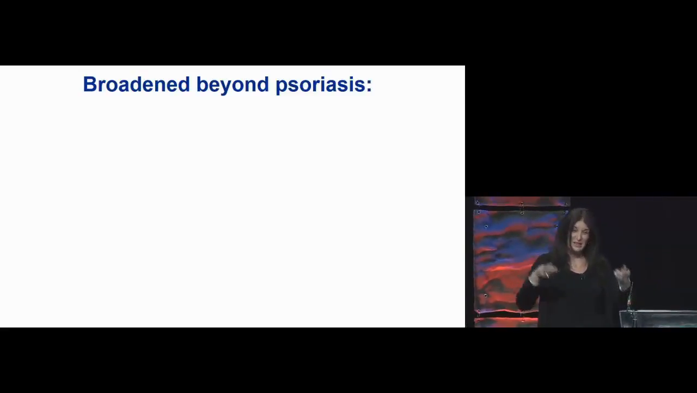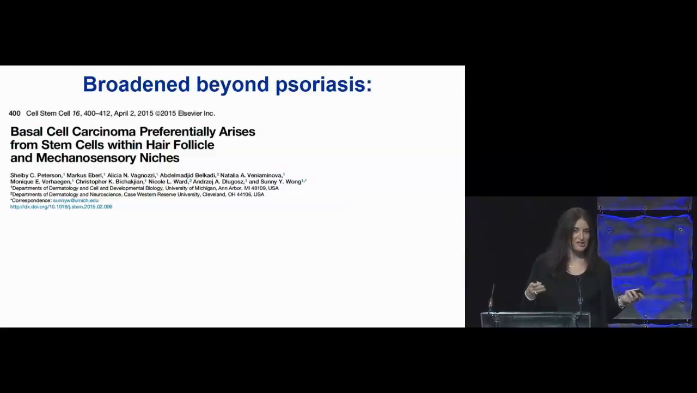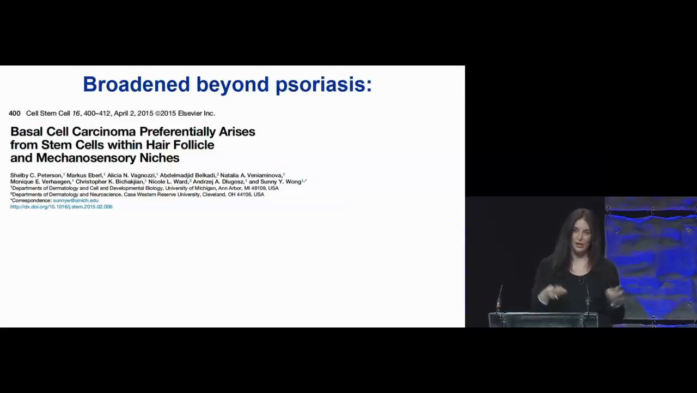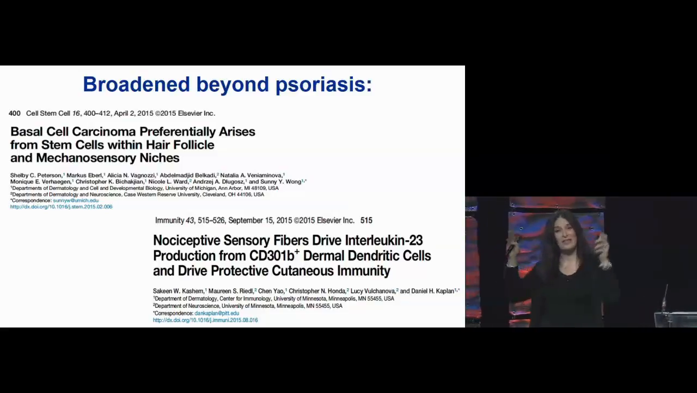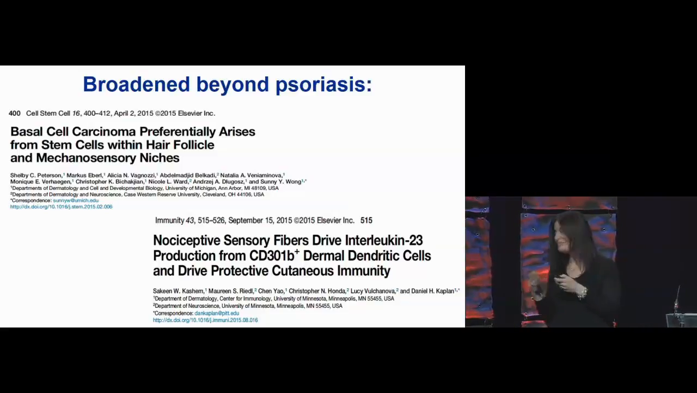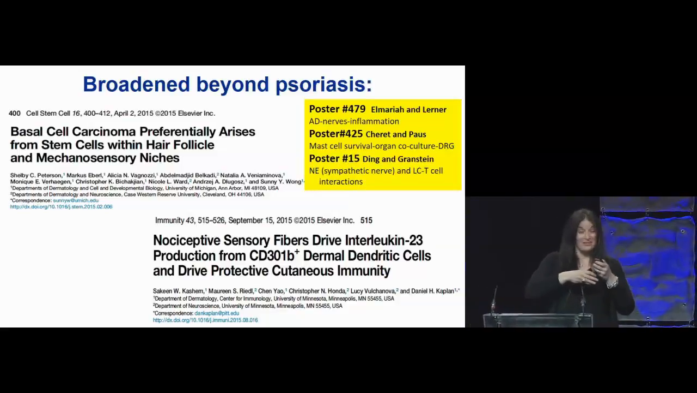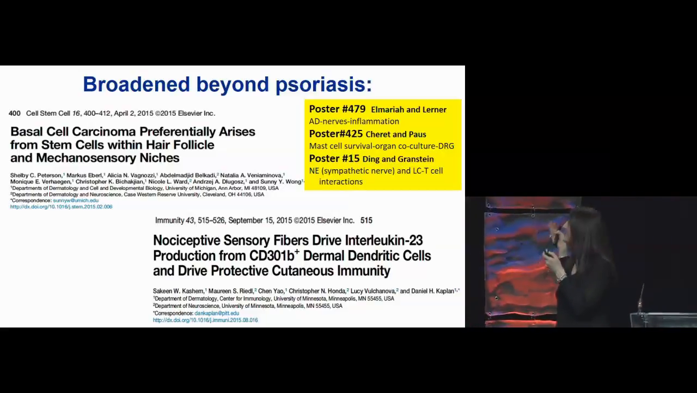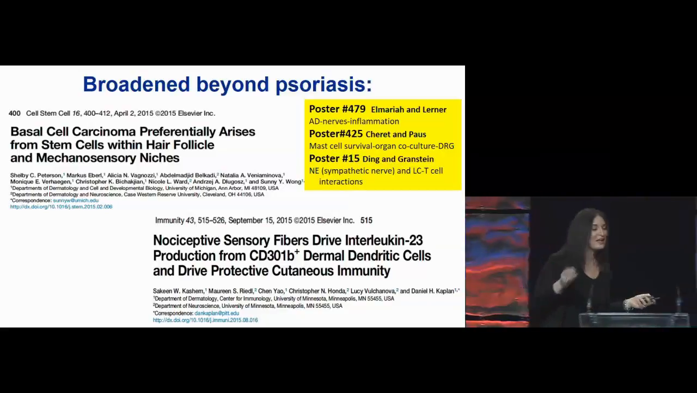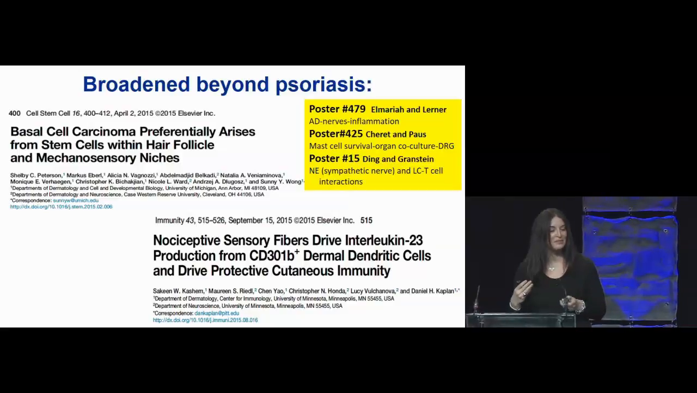All right, so now this approach and our findings have now been broadened beyond psoriasis. This is not just unique to psoriasiform skin inflammation. Sunny Wong published a really cool paper showing that basal cell carcinoma development is also dependent on nerve-derived factors. Similarly, Dan Kaplan and Sakine also showed that sensory nerve-derived peptides are critical for dermal dendritic cell IL-20 and fighting off Candida. And there's more posters at this meeting, including one from Ethan, looking at the role of the nervous system in inflammation and atopic mast cell survival, as well as looking at norepinephrine and its ability to drive T cell activation by Rick Granstein's group.